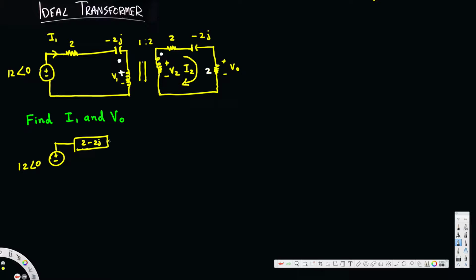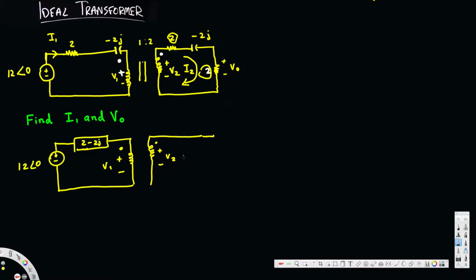and then here we have this transformer. Here we have a dot convention, and the voltage across this is V1. And then here we have a dot convention right here, and the voltage across this is V2. And I combine this. Here we have a 2 ohm resistance, minus 2j. So this is going to be totally 4 minus 2j.